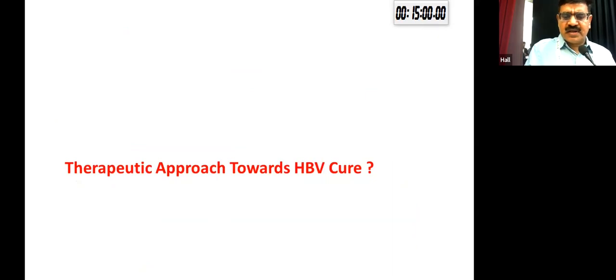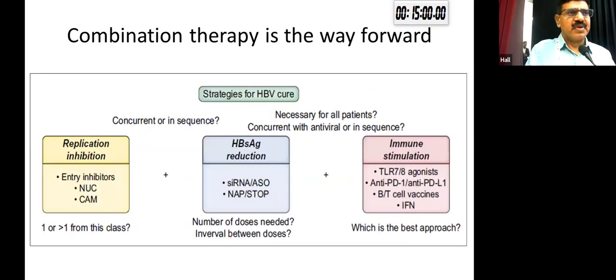So what is the bottom line? The bottom line is you need a combination. First, you reduce the replication of the virus by either nukes or entry inhibitors. Second, you reduce the cccDNA and the production of S antigen by giving either NAP or antisense or siRNA. And once DNA is reduced and S antigen is reduced, then you give the immune-stimulating compounds which will kill the virus-laden hepatocytes, which are available in very small numbers.